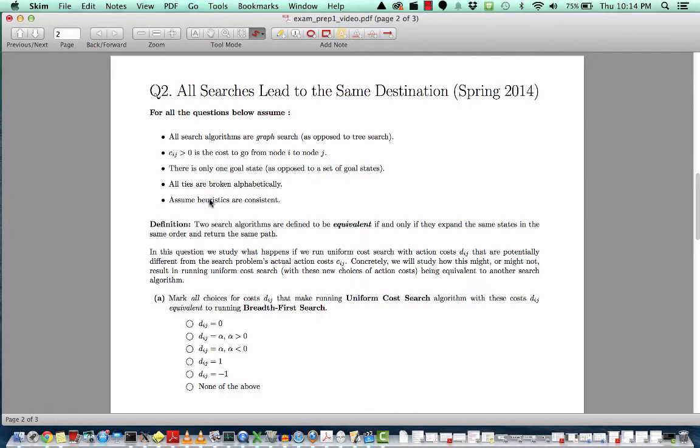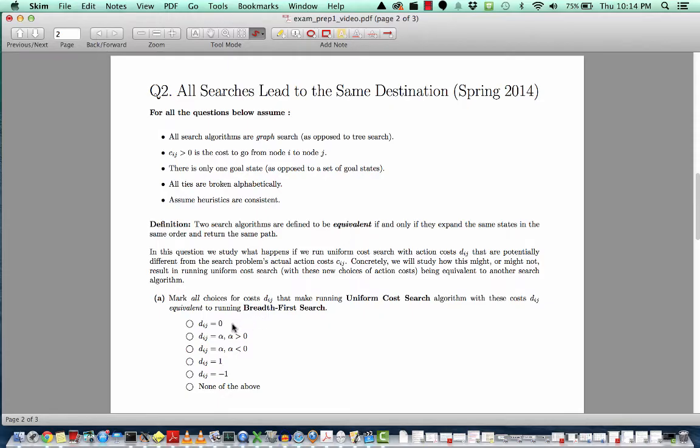In this problem, we're trying to determine if two search algorithms are equivalent under certain conditions. In the first question, we're comparing uniform cost search with breadth first search using cost dij. Note that breadth first search doesn't care about the costs, and it just expands nodes using the shallowest node in its fringe. Uniform cost search is a cost-sensitive search, and it does use those costs dij.